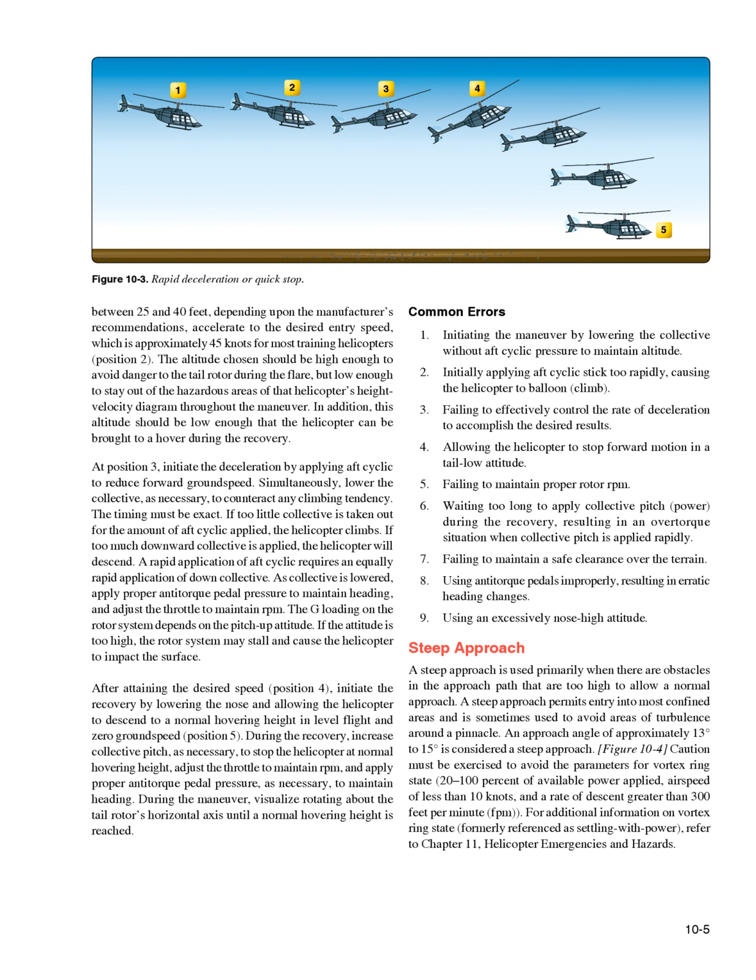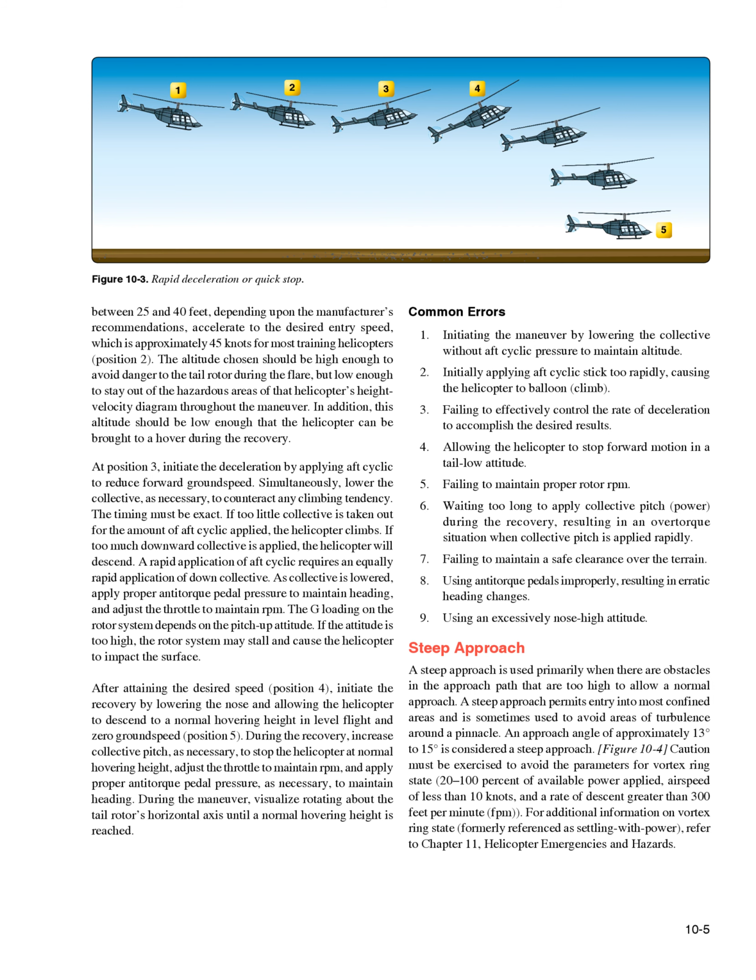After attaining the desired speed, position 4, initiate the recovery by lowering the nose and allowing the helicopter to descend to a normal hovering height in level flight and 0 ground speed, position 5. During the recovery, increase collective pitch, as necessary, to stop the helicopter at normal hovering height, adjust the throttle to maintain RPM, and apply proper anti-torque pedal pressure, as necessary, to maintain heading. During the maneuver, visualize rotating about the tail rotor's horizontal axis until a normal hovering height is reached.